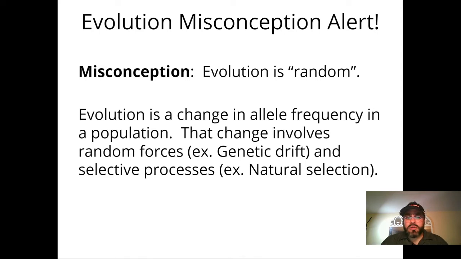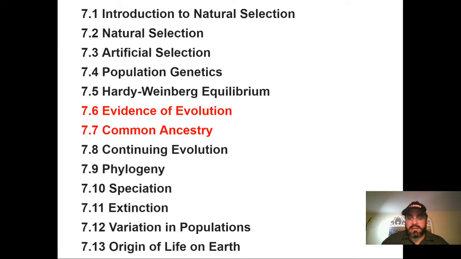Another misconception then is that evolution is random. Evolution is not random. It has random components to it, random forces, but the selective process is anything but random. Natural selection doesn't work randomly. It says if you have those traits that allow you to survive and do better in the particular environmental conditions, then your genes will be passed on.